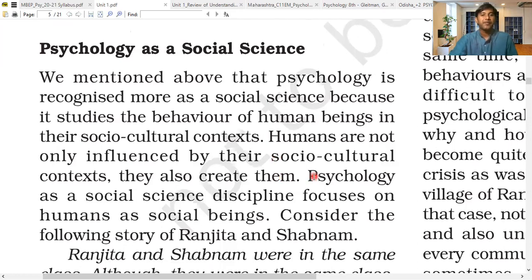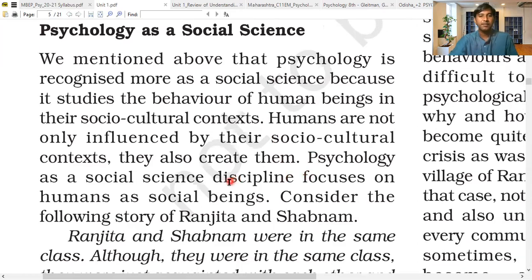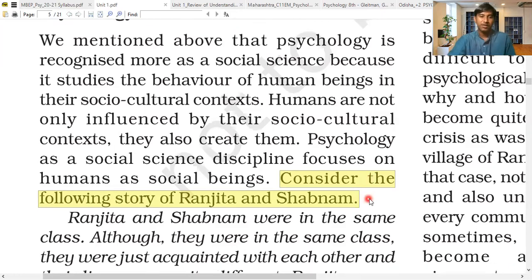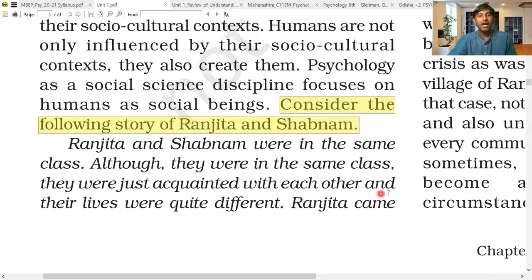Okay, so psychology as a social science discipline focuses on humans as social beings, like they depend on each other, they behave collectively, they live in social conditions. Consider the following story of Ranjita and Shabnam. Let us see how they are dependent on each other, how the relationships work, and why psychology is a social science. Ranjita and Shabnam were in the same class. Let us say they are studying in sixth grade.